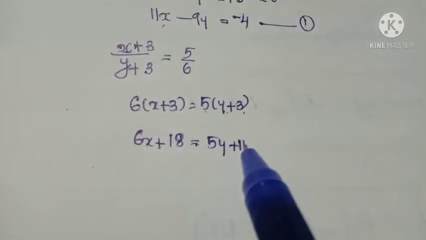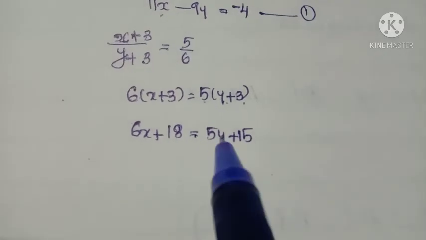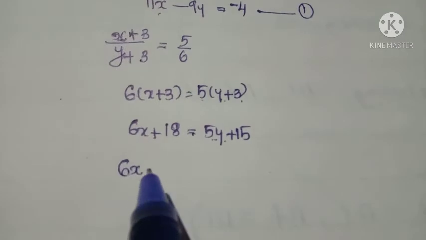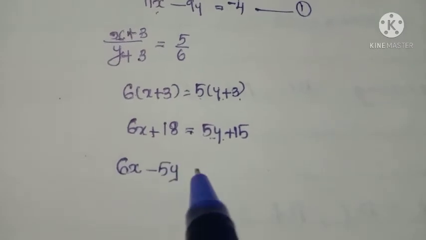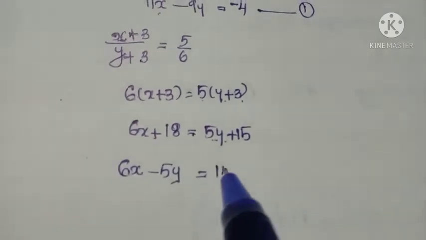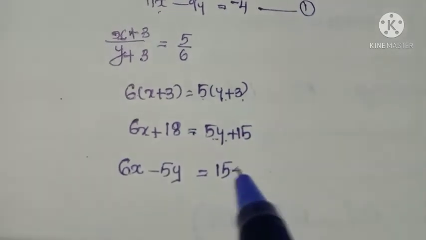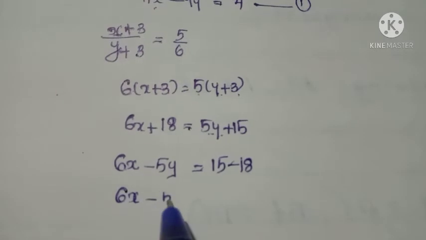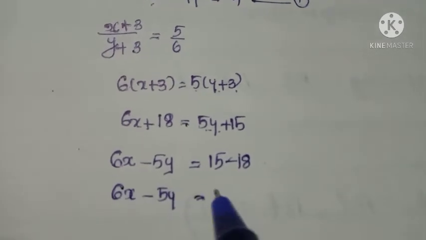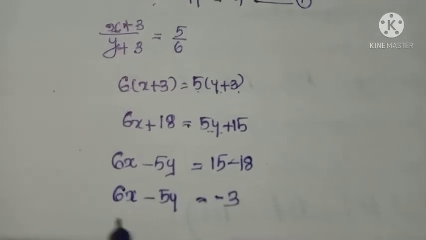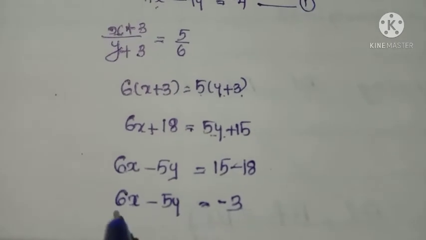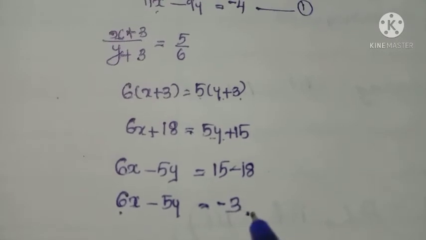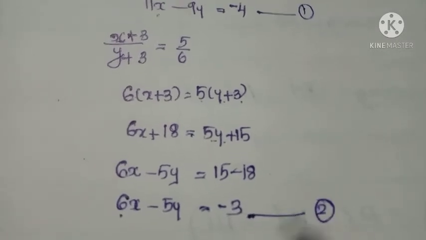5 into 3, 15. Now take this 5y to the left side. So 6x minus 5y equal to 15 plus 18 becomes minus 18. That is 6x minus 5y equal to minus 3. So x and y terms on the left side, constant on the other side. So this is the general form. Keep it as equation number 2.